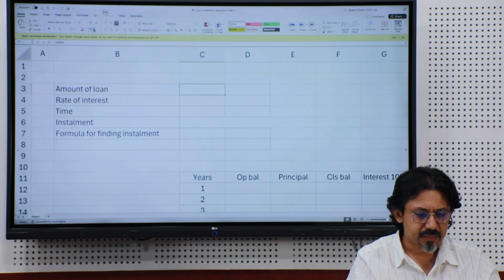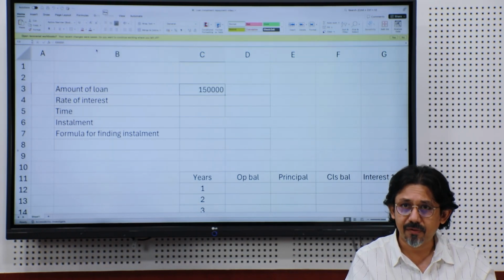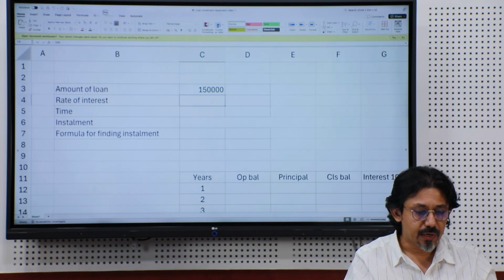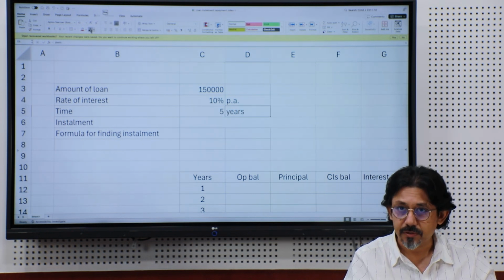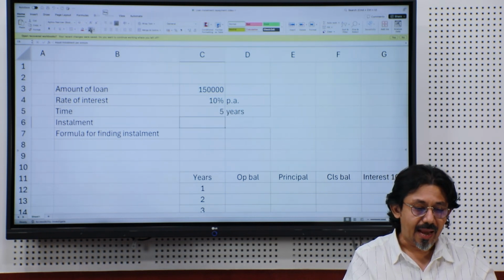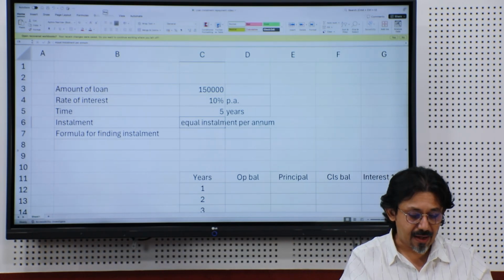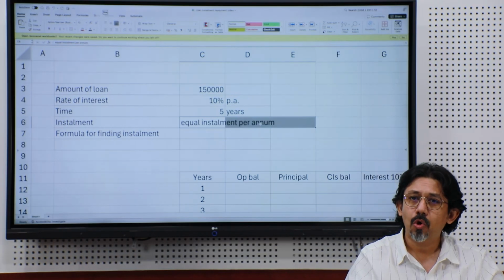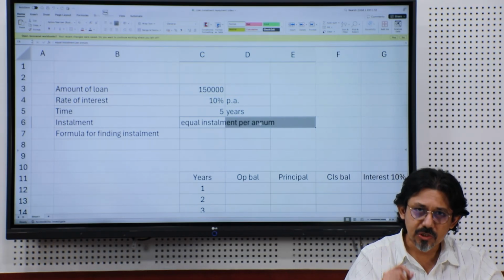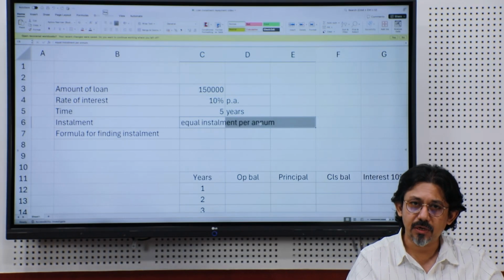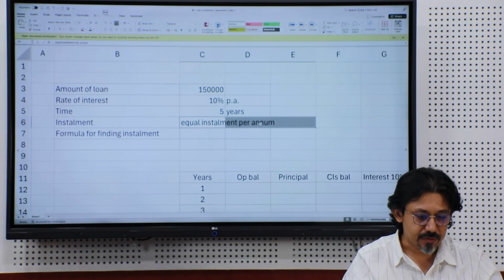The amounts remain the same. Amount of loan is 1,50,000. The rate of interest is, let's assume, 10% per annum, and the time period is 5 years. Given this and the details of the installment, which is equal installments per annum, we are going to repay this loan over the next 5 years, and the loan installments are going to be at the end of each year for the next 5 years, all right.